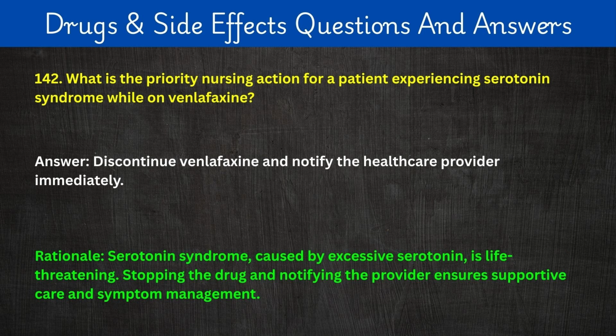142. What is the priority nursing action for a patient experiencing serotonin syndrome while on venlafaxine? Answer: Discontinue venlafaxine and notify the healthcare provider immediately. Rationale: Serotonin syndrome, caused by excessive serotonin, is life-threatening. Stopping the drug and notifying the provider ensures supportive care and symptom management.